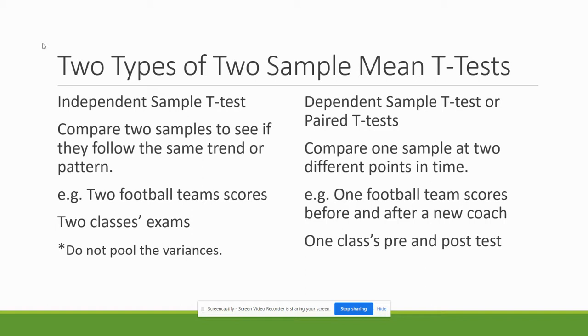So for an independent sample t-test, we're going to compare two samples to see if they follow the same trend or pattern. So it could be two football team scores, two class exams, and we're not going to pool the variances. So this is when you have two different groups that are not dependent on one another.